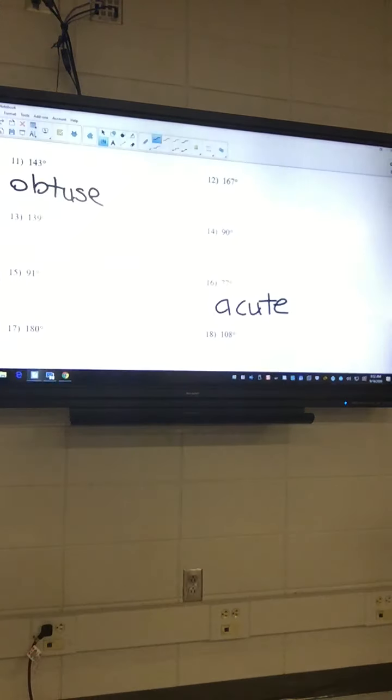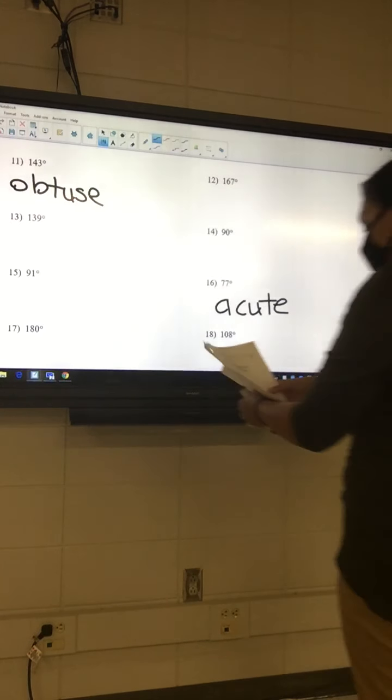15 says 91 degrees. What kind of angle is that? 91 degrees. Right angle? Close. What do you say, Brie? Nope. Acute angle? Nope. Look at your notes. A straight angle? 91 degrees. Straight angle? Obtuse. Why is it obtuse? It's over 90 degrees. Yeah, so anything between 90 and 180, really 91 and 180, is going to be obtuse.